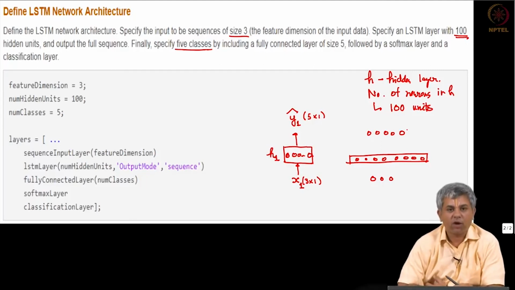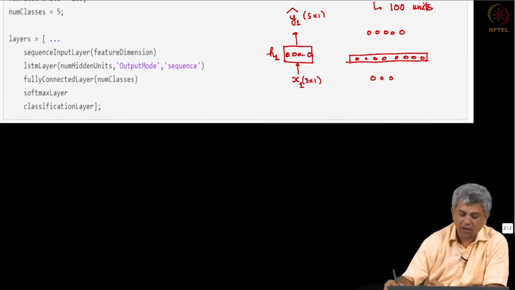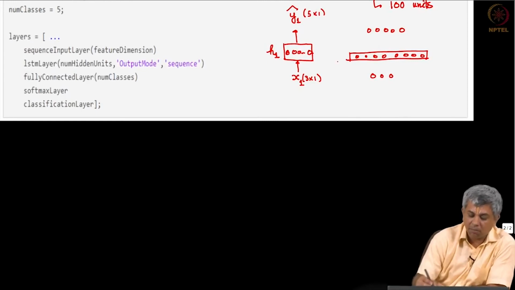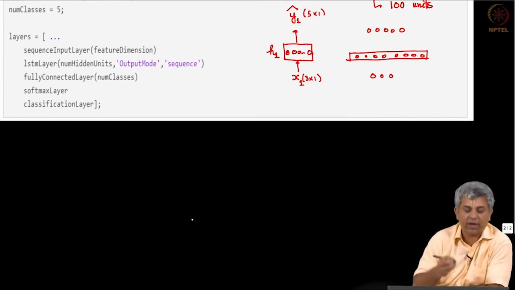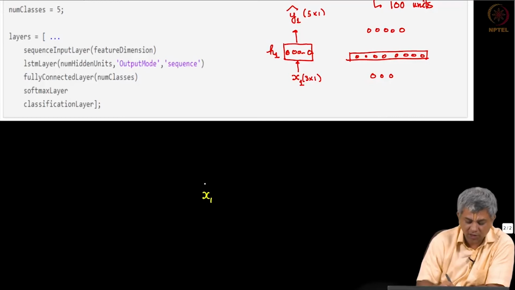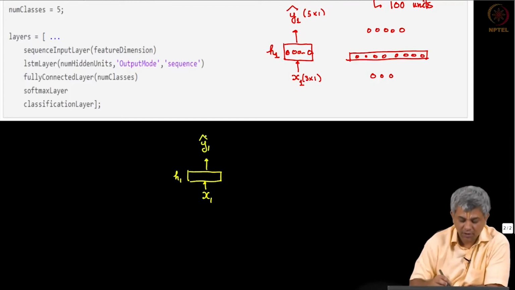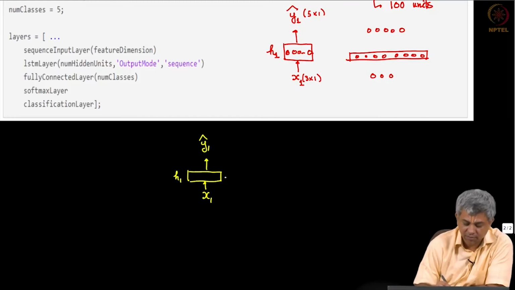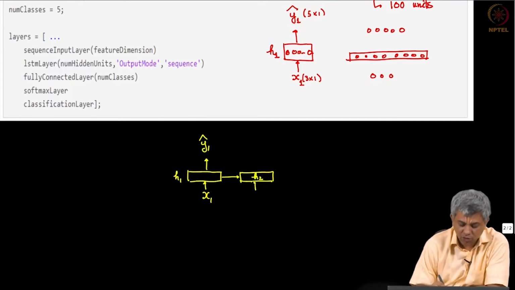Okay. Now, what is an RNN? An RNN is multiple such neural networks put together. Okay. So, I start with x1, have h1, get y1 hat. Okay. But this h1 is not wasted, it goes to another h2 which also takes an input from x2.